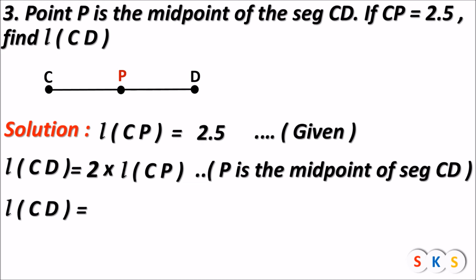Therefore CD equals 2 into 2.5. You will get 5.0, which means 5. So length CD equals 5.